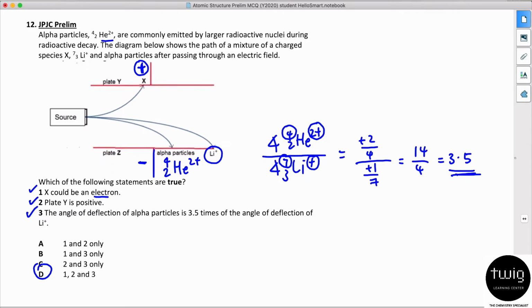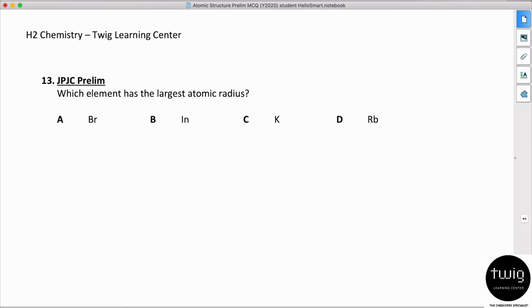Got it? Okay, let's move on to the next question, 13. Which element has the largest atomic radius? So you have to go to your data booklet and look out for these elements. You must find out which period and which group they belong to. So I'm just going to say this is in period 4. You check the periodic table. Period 4, and of course group 17.